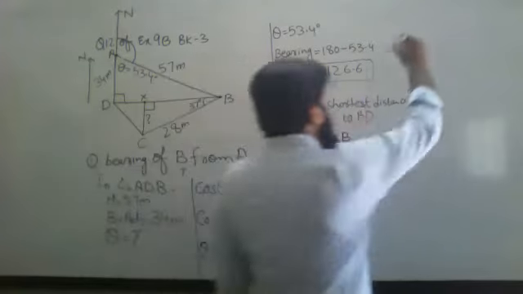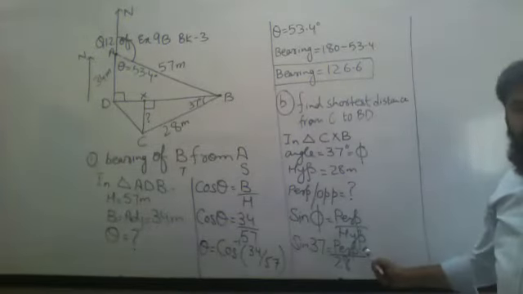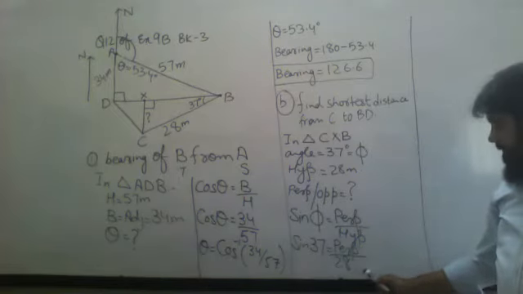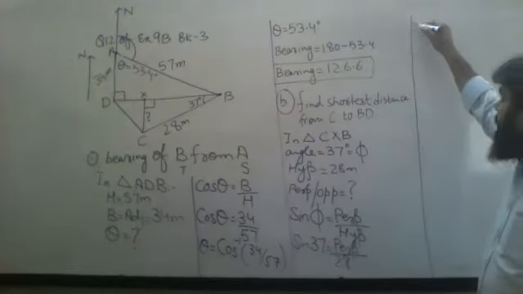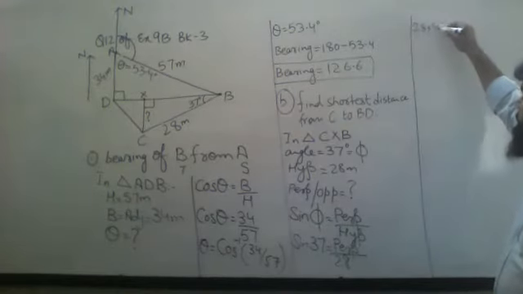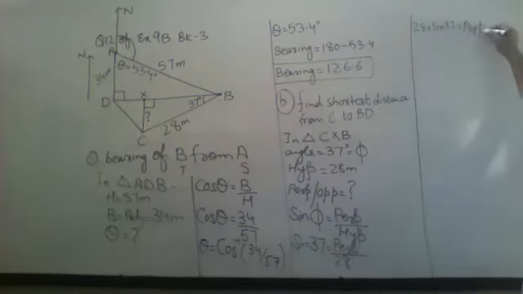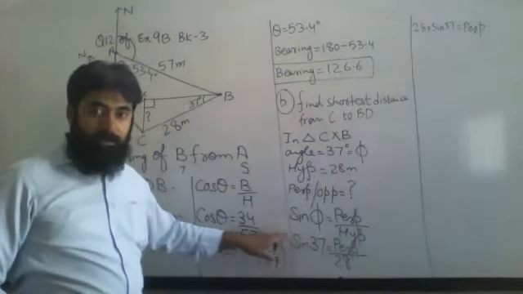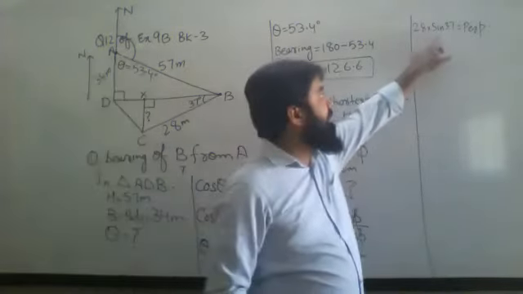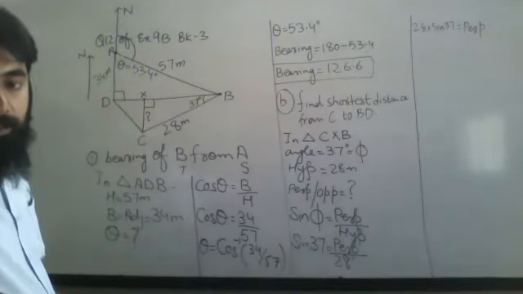Now I have to find the perpendicular. So I will shift this 28 over here. What will happen? 28 into sine 37 equals the perpendicular. What I have done is shifted this 28 over here, so this is now in multiply form: 28 into sine 37 equals the perpendicular.